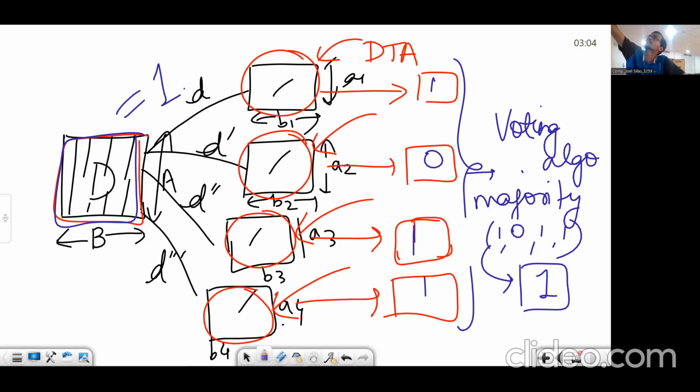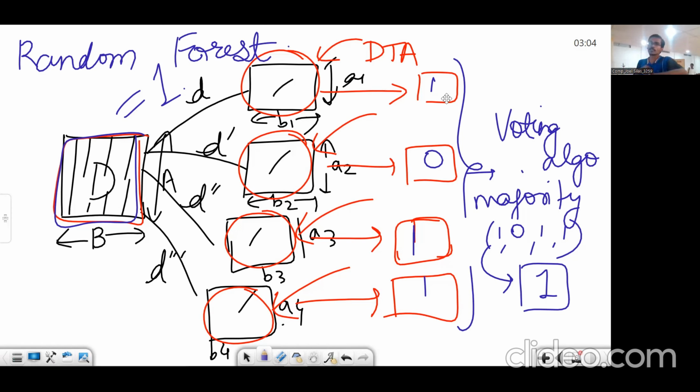This is how random forest works. Okay. So this is how random forest will work.